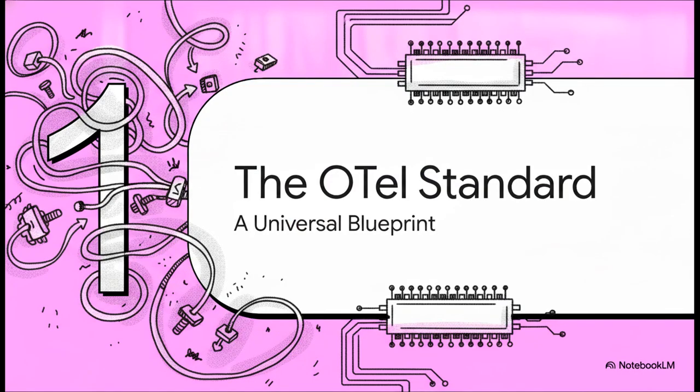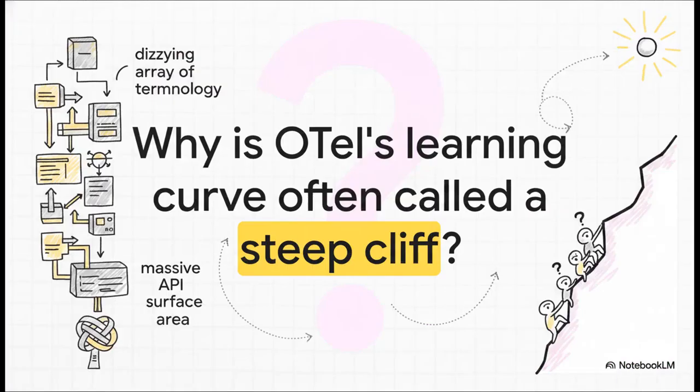Section 1. The OpenTelemetry standard. Right, so in the chaotic reality of most brownfield systems, telemetry is usually just bolted on as a total afterthought. Which brings up a really valid question, and honestly one you've probably asked yourself. Why is OpenTelemetry's learning curve so often called a steep cliff?